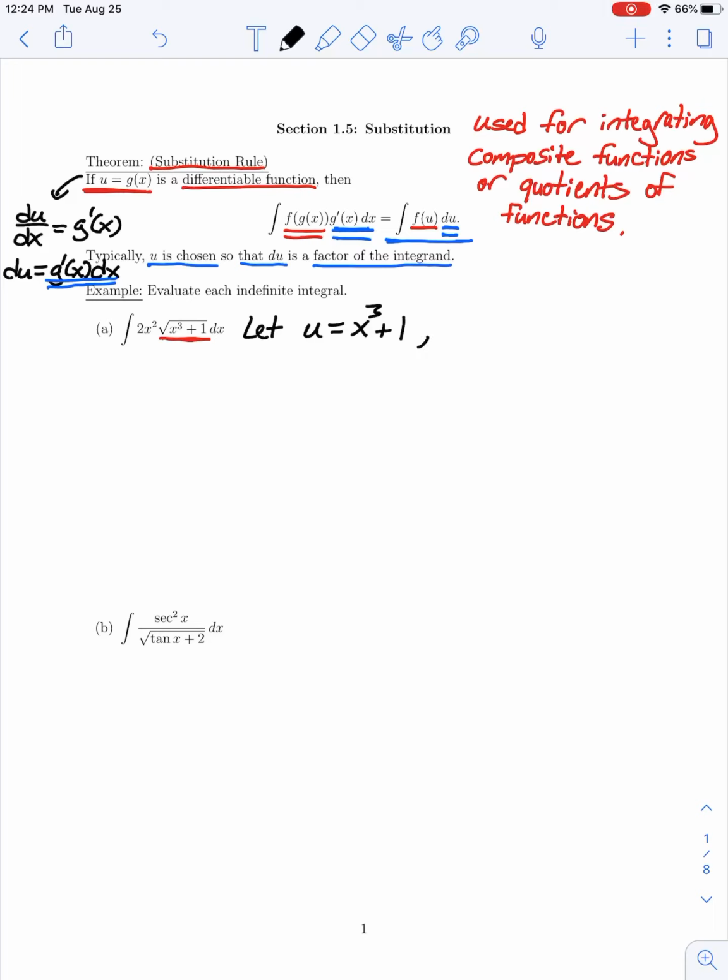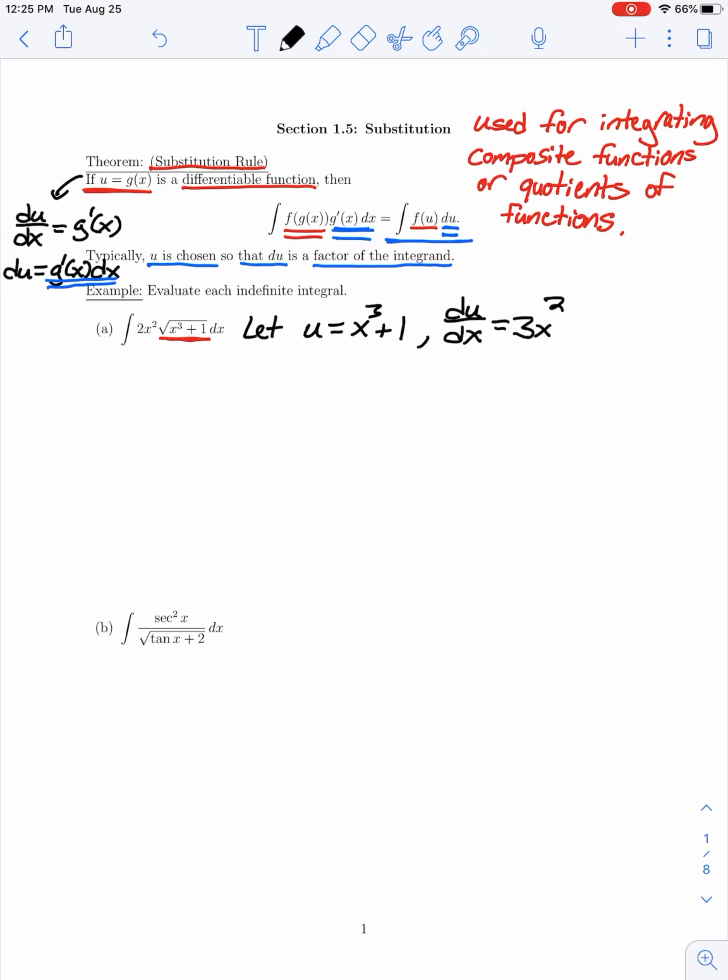So a good way to go about doing this would be the following. Once we choose u, let's find the derivative of u with respect to x. So here, if u is x cubed plus 1, then our derivative would be 3x squared. And now I want to try to solve.